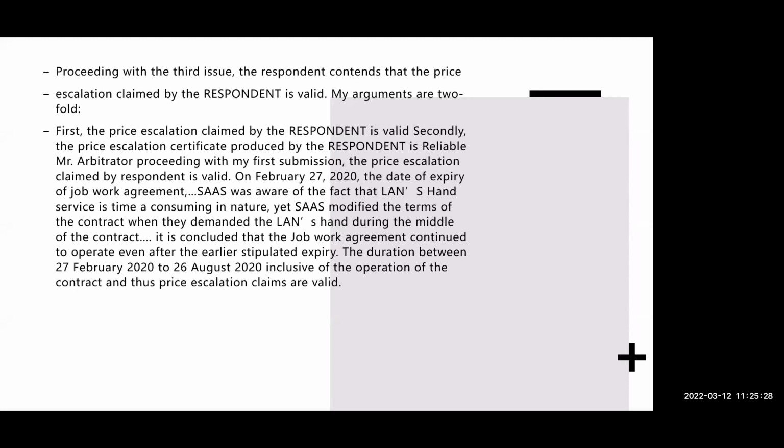And then you go with your factual analysis, and then you again make a final conclusion. Therefore, it is contended or it is concluded that the price escalation claimed by the respondent is valid. Proceeding with my second fold of the argument, the price escalation certificate produced by the respondent is valid. Then you go ahead with, again, the legal principle which you are supposed to introduce.